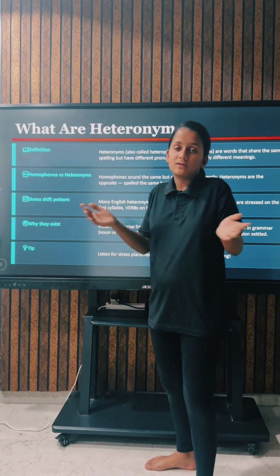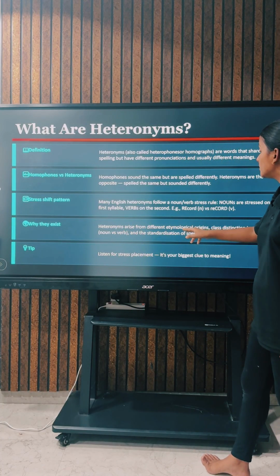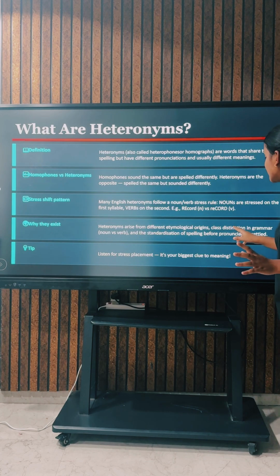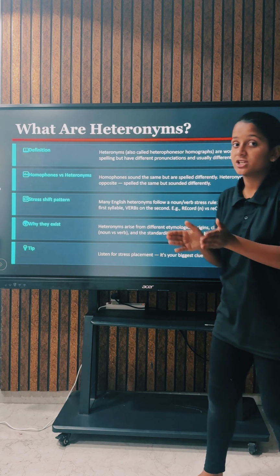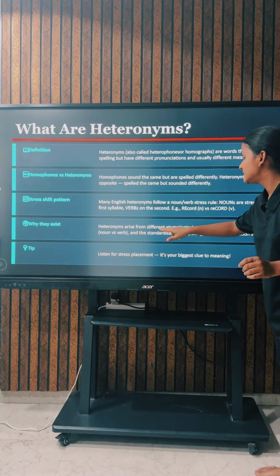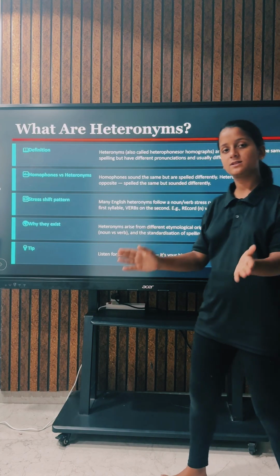Then, why do they exist? Why do heteronyms exist? Heteronyms arise from different etymological origins, class distinction in grammar, noun versus verb, and standardization of spelling before pronunciation settled.